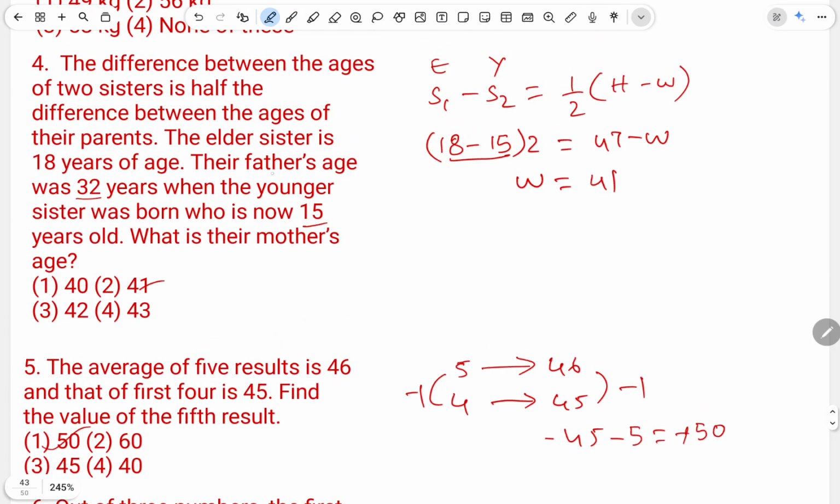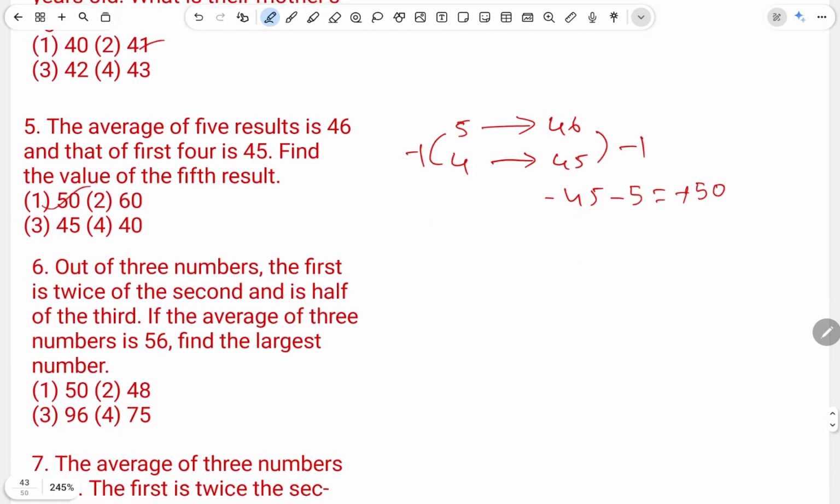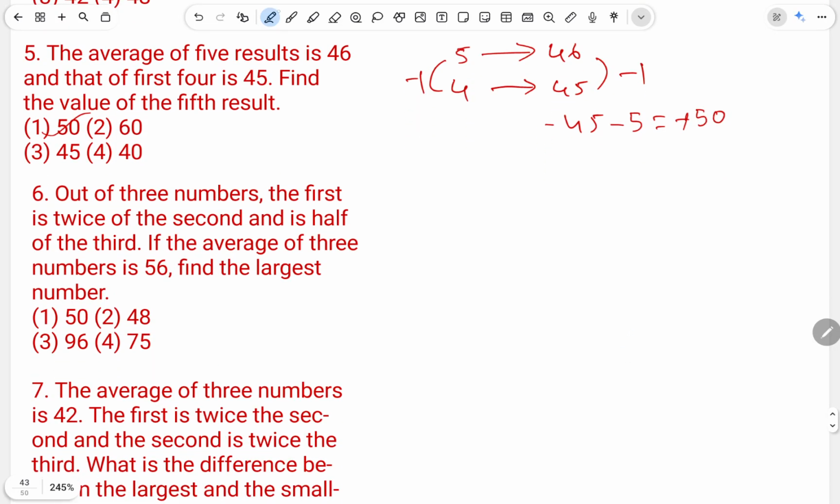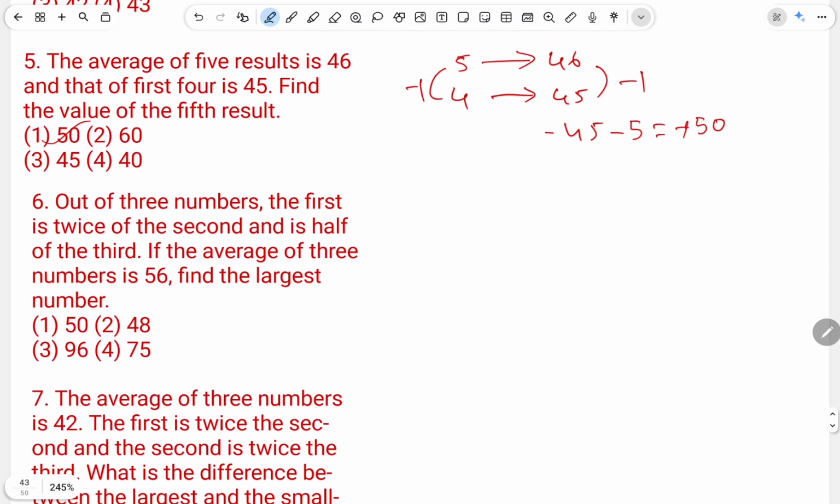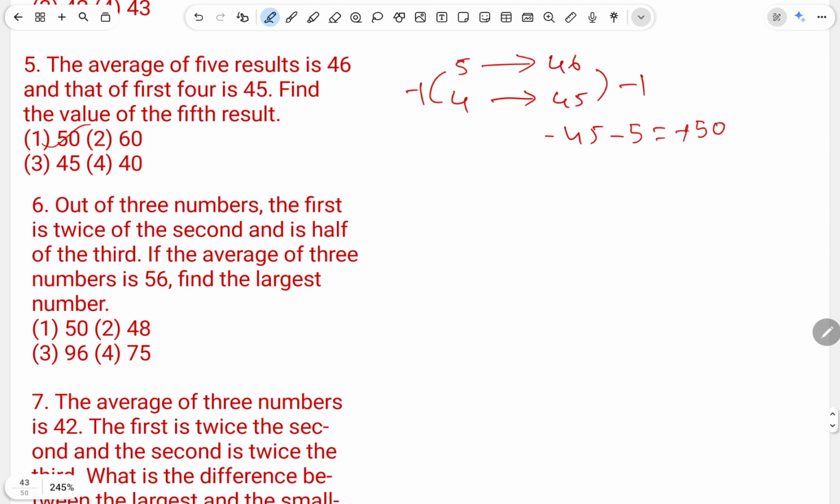The age question we solved in the one before. Then, out of 3 members, the first is twice the second and is half of the third. A, B, C. The first is thrice the second and is half of the third. So let B be X. Why do I assume B is X? Because compared to B, A, and A compared to C, they are saying.